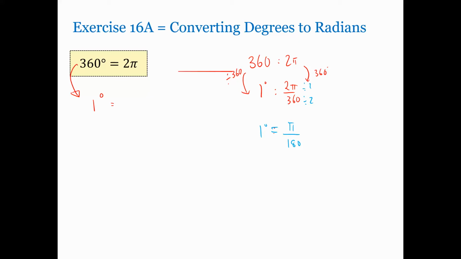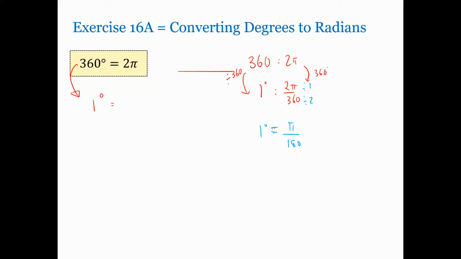Now this is nice because that's the first rule, and I haven't done anything. I've just taken this property and rearranged it so I can find out what 1 degree is equivalent to. And I just figured out that 1 degree is equivalent to pi on 180.